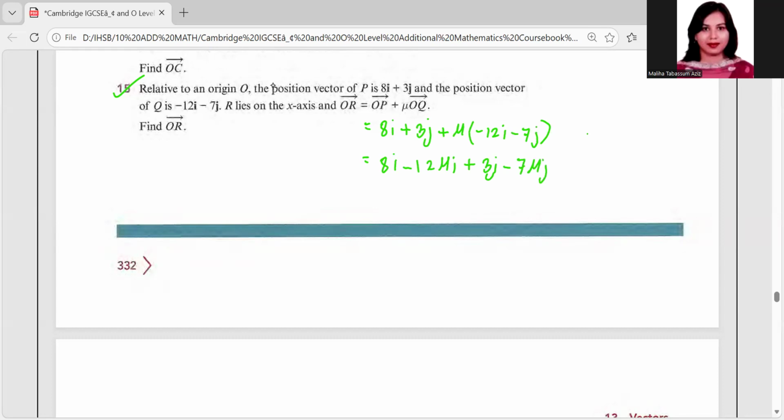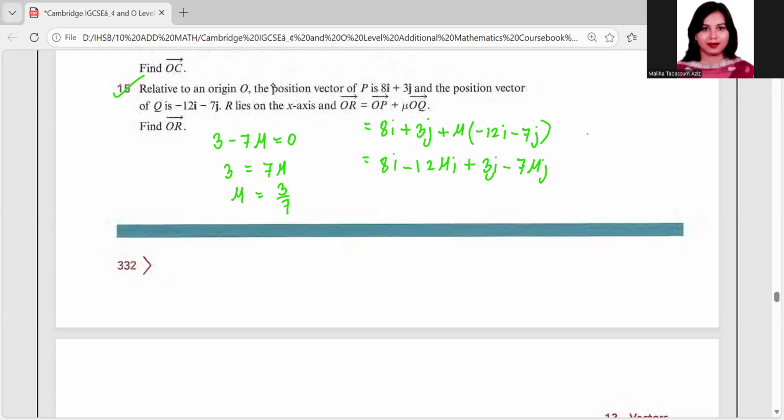Now, as R lies on the x-axis, the coefficient of j will be equal to 0. So 3 minus 7 mu, which is the coefficient of j, would be equal to 0. Therefore, 3 equals 7 mu and mu equals 3 over 7.